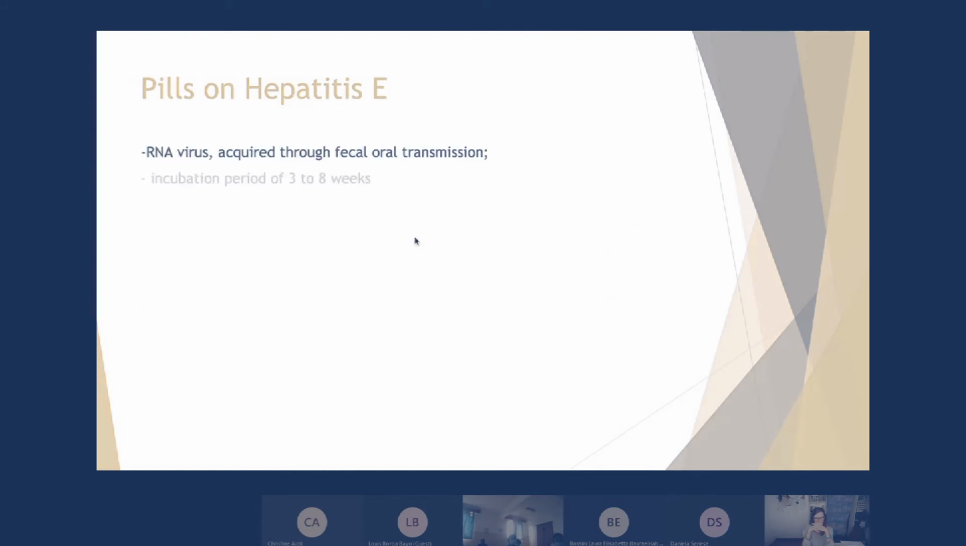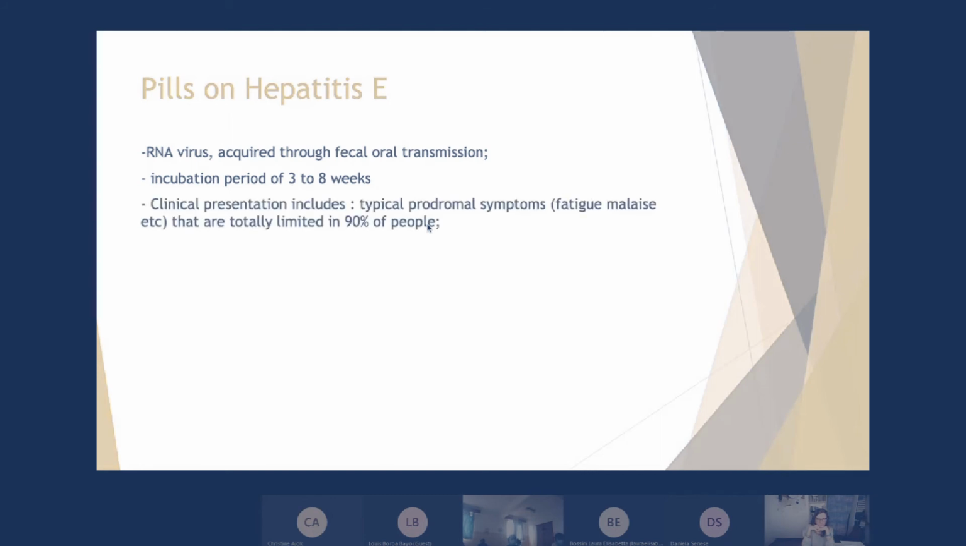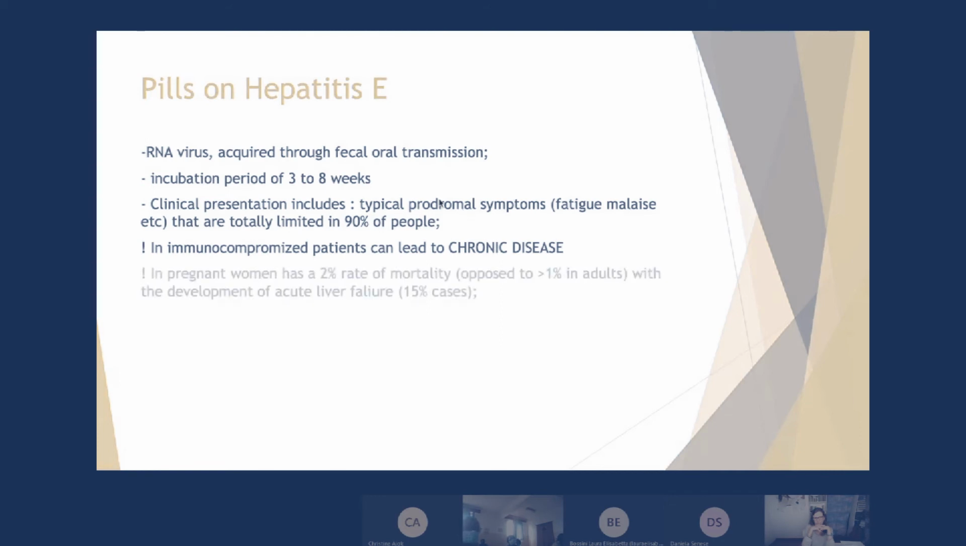About HEV, this is a virus that is similar to HAV, because it doesn't have sexual transmission, it has fecal-oral transmission, and has a pretty short incubation period. The presentation includes hepatitis symptoms, as we talked about before, fatigue, malaise, and a resolution that is spontaneous in 90% of people. It's important to know that in immunocompromised patients, it can lead to chronic disease. And in pregnant women, it has a 2% rate of mortality, as opposed to less than 1% in adults, and the possibility to develop liver failure in 50% of cases.